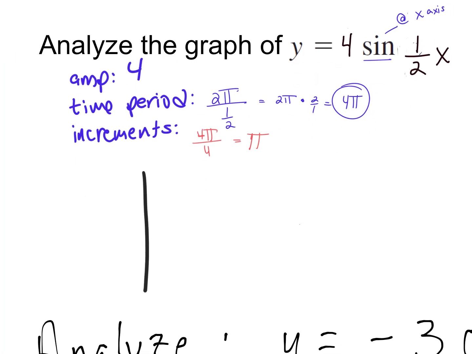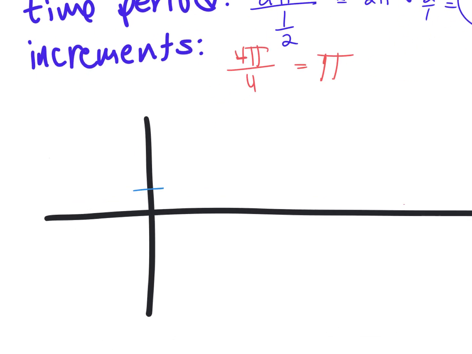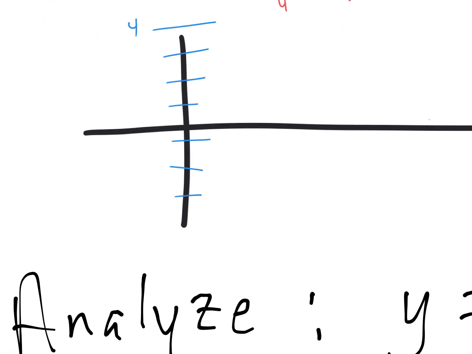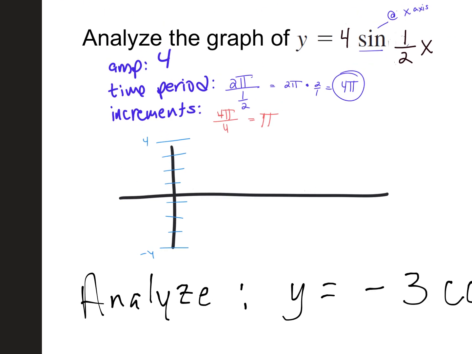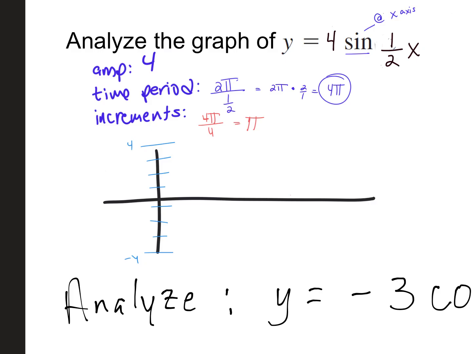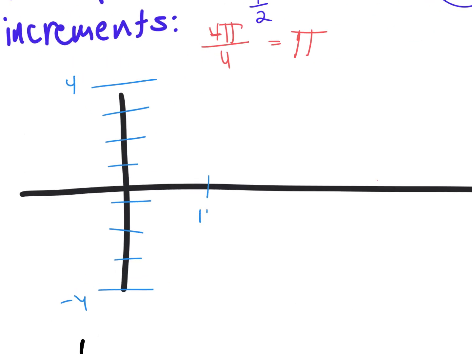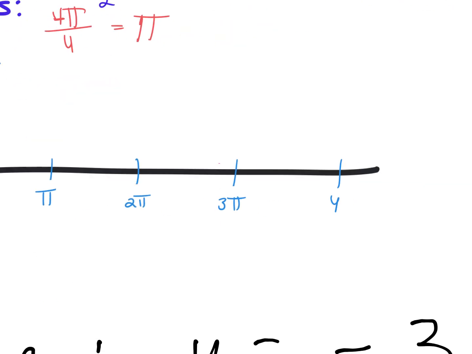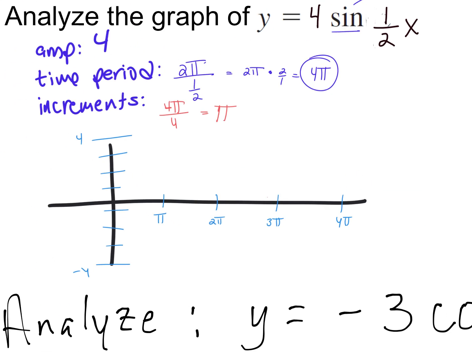So you set your graph up. What's the highest and lowest I'm going to go? Okay, so 1, 2, 3, 4. 1, 2, 3, -4. And then my increments. My first tick mark starts at what? Pi. What's the second one? 2 pi. What's the third one? 3 pi. What's the fourth one? 4 pi. Your graph is always going to look the same, guys.